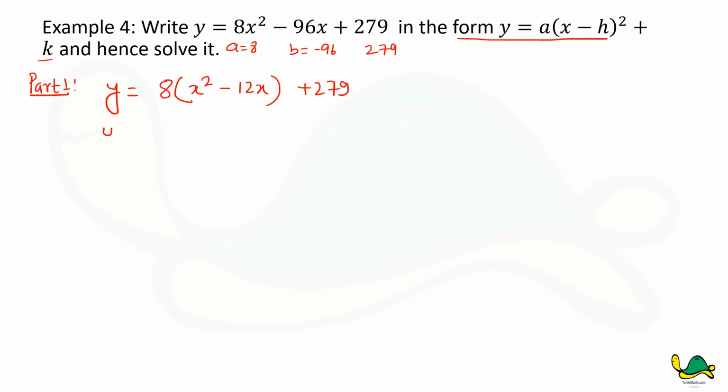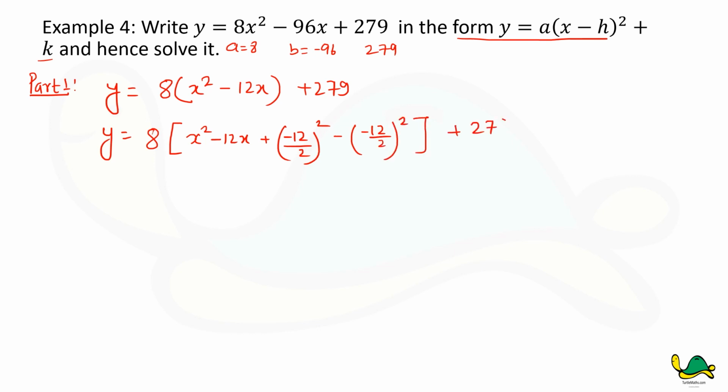Next, here you can see this is again like a quadratic, which is inside the bracket: x square minus 12x. Here your a is 1 and your b is negative 12. So we will take our b and we will add and subtract its square. So we will start. We have got x square minus 12x, then I will have plus minus 12 over 2 whole square minus 12 over 2 whole square, bracket close, plus 279.